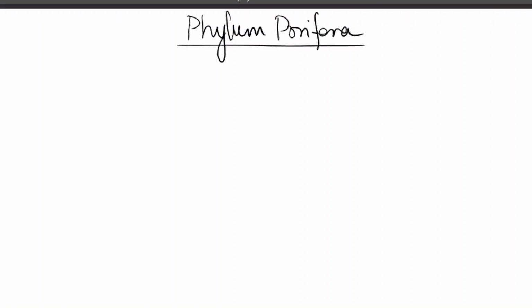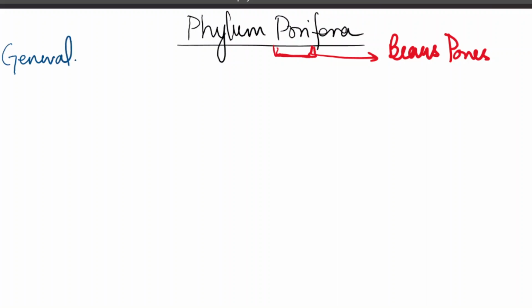Okay, our topic today is phylum Porifera. We all know what the term pores means, right? So here Porifera means it bears pores all over the body. Now we are going to be looking at a few general characters of the phylum Porifera.